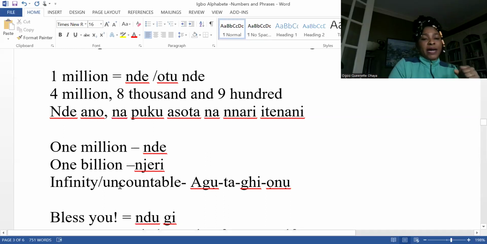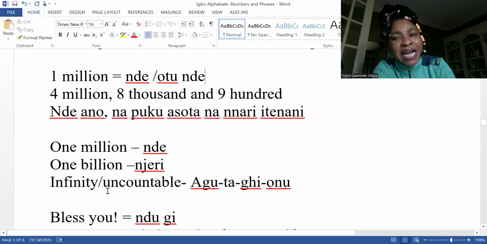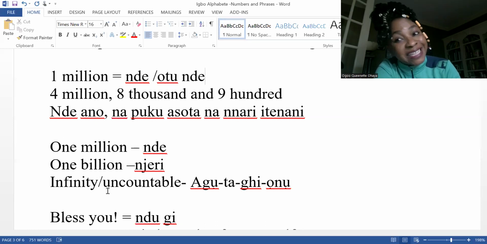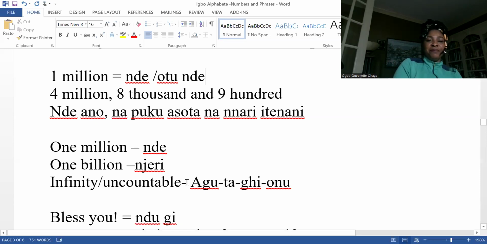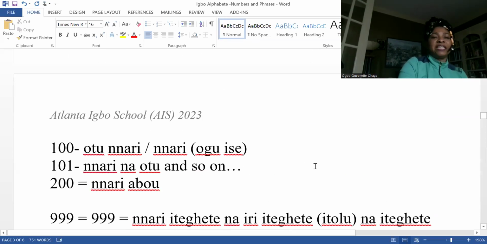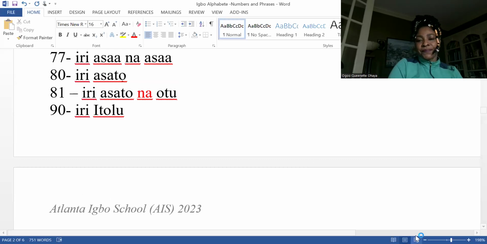Okay? All right. So uncountable, we say, just like when it comes to water, you can't count water. You can't count sand. You cannot do that. It's called agotage ono. Make sure you know that word. Agotage ono. It means uncountable. Infinity, something that is forever. Agotage ono.